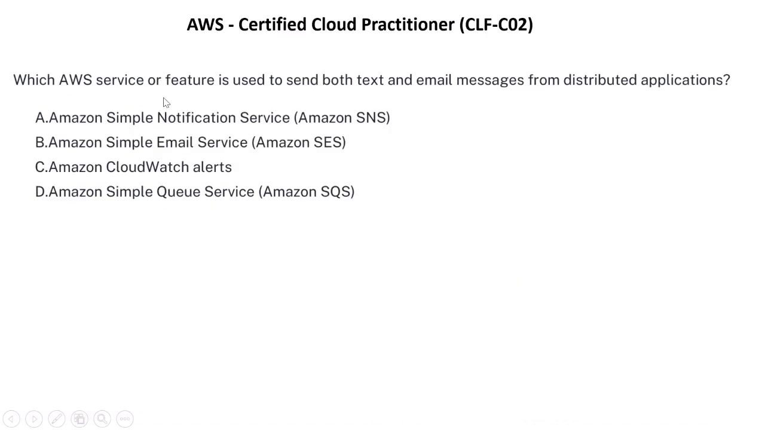Which AWS service or feature is used to send both text and email messages from distributed applications? Option A, Amazon Simple Notification Service. Option B, Amazon Simple Email Service. Option C, Amazon CloudWatch Alerts. Option D, Amazon Simple Queue Service.